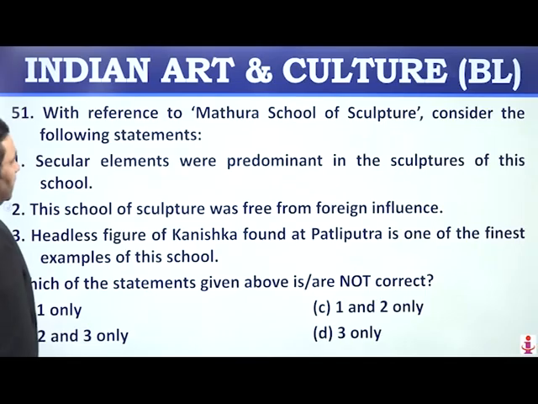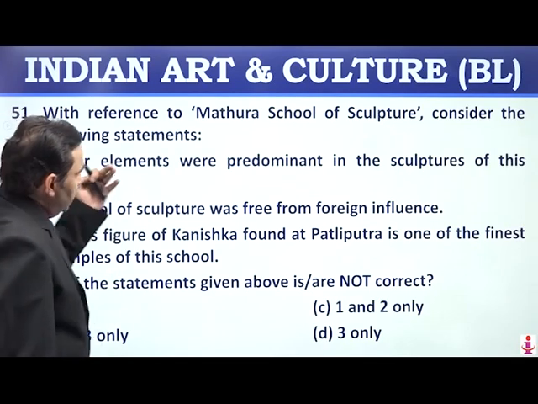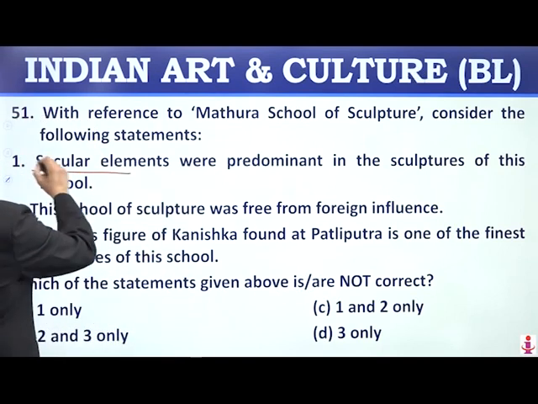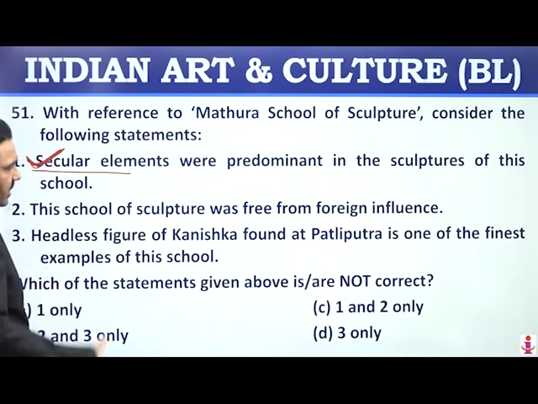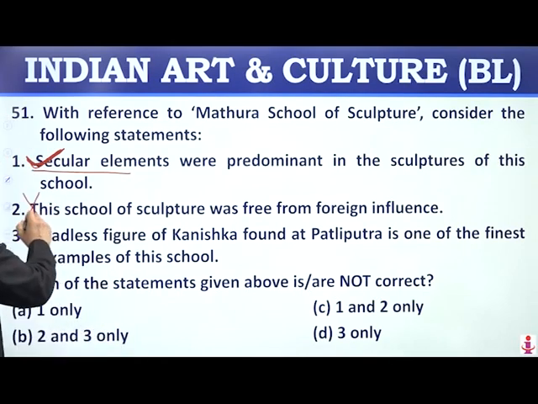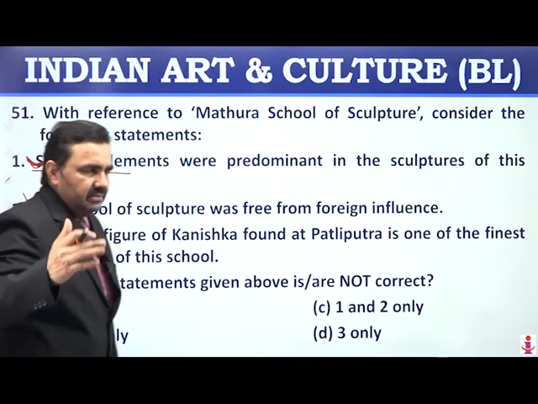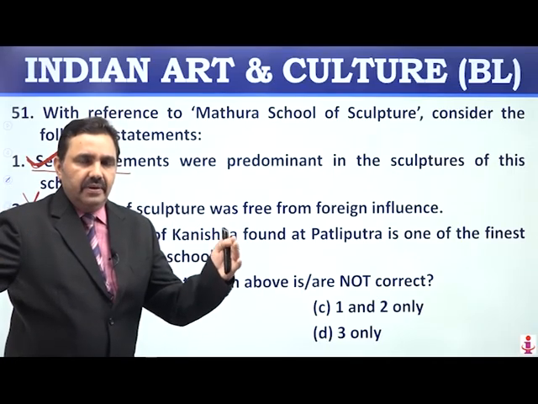51. With reference to Mathura school of sculpture, consider following statements. Secular elements were predominant. Of course, secular elements were there. Images of king, queen, birds, animals were made along with the religious sculptures. This school of sculpture was free from foreign influence. This is wrong. There was influence of Greco-Roman art because when Sakas and Kushanas established their rule over Mathura region, the Mathura school of sculpture came under foreign influence.